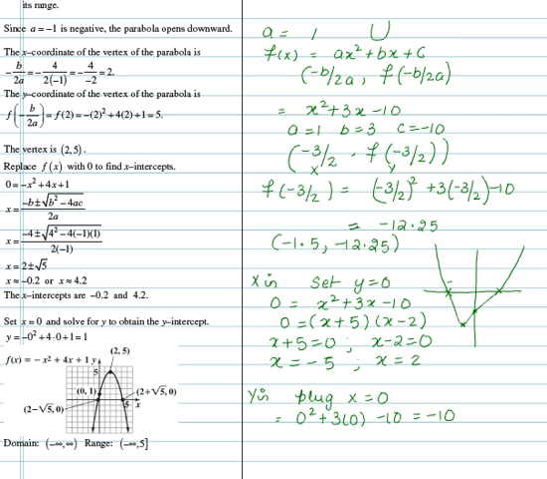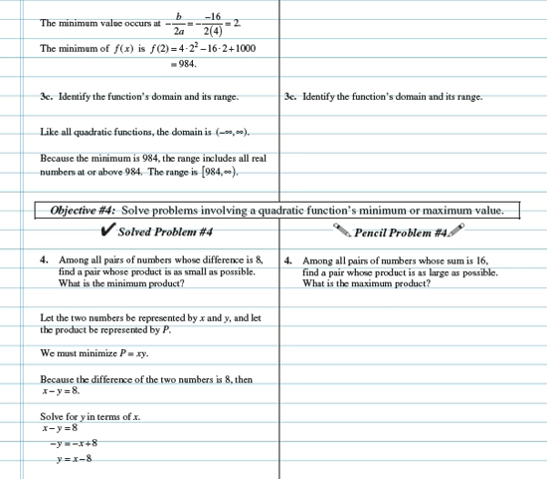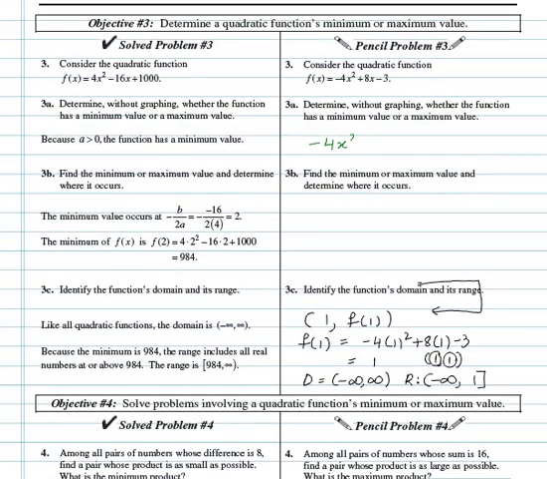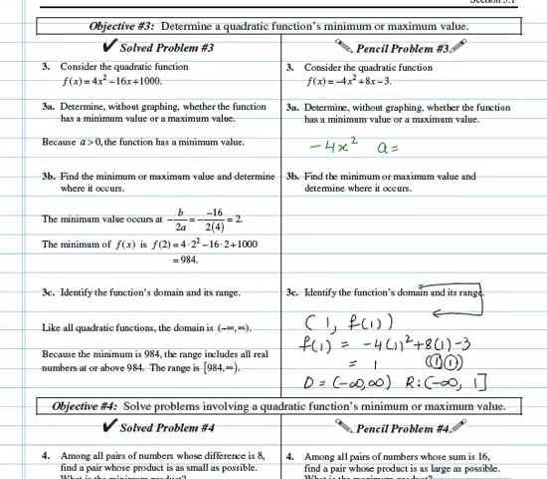So this is negative 5, 2, negative 10, and this is the vertex, negative 1.5 and negative 12.25. The leading term here is negative 4x squared, so the a value is negative 4. That means it's going to be an inverted parabola, something like this. So this function would have a maximum value.